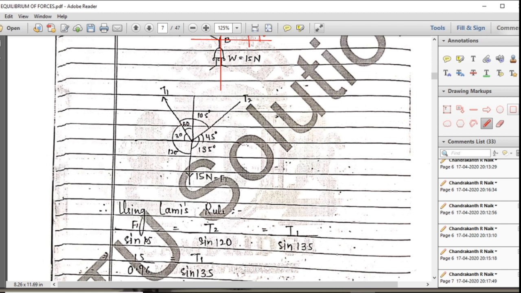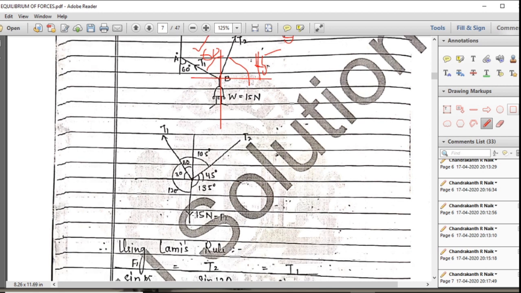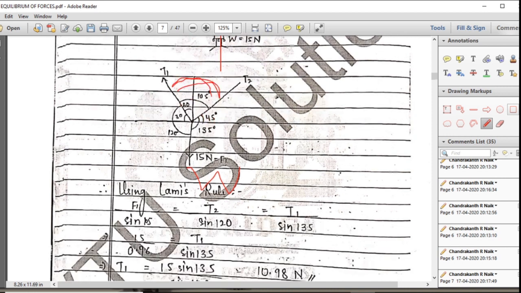So take any one as F1. So take F1 as 15 Newton, which is the weight. So 15 Newton weight divided by what is the force? So this is W, and we have to calculate between here, as this is 45, so this is 90. So 90 minus 45 is 45. 45 plus 60 is 105. So opposite to the force W, the angle is 105.